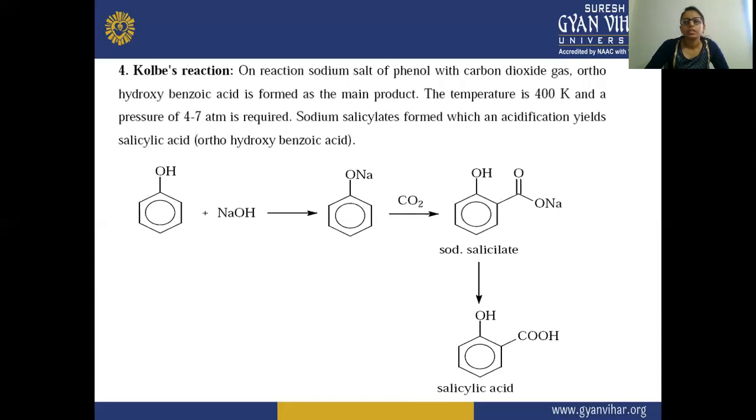So here you can easily see, firstly we have to obtain the sodium salt of phenol, and after that there is a reaction of carbon dioxide with it. There is a formation of orthohydroxybenzoic acid as our main product. Salicylic acid is also known as orthohydroxybenzoic acid, and the temperature required is 400 K and a pressure of 4 to 7 atmosphere, and the sodium salicylate formed is acidified, yielding salicylic acid.